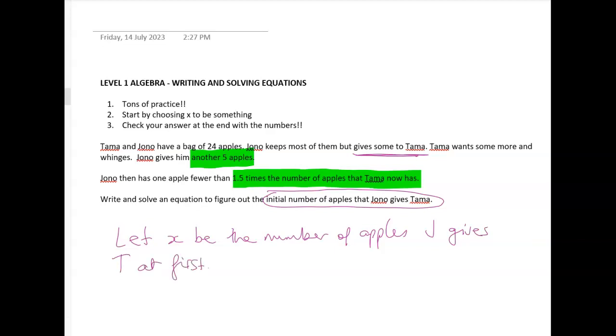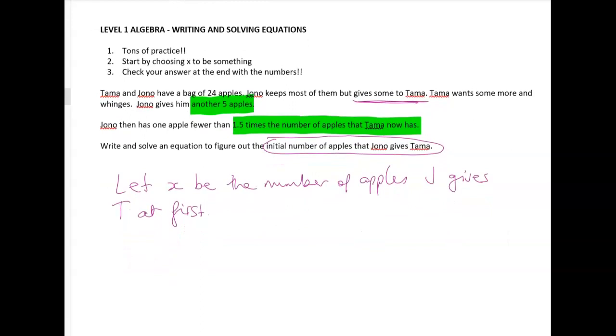And it really is worth writing out that sentence, right? Okay, so let's look at what happens. At the start, Tama has got x apples, and so Jono must have 24 minus x apples. So that's after the first giveaway from Jono. Now, Tama wants more, and Jono gives him another 5. So now Tama's going to have x plus 5, and Jono's going to have 24 minus x minus 5, which is 19 minus x. Just collecting up my constants.